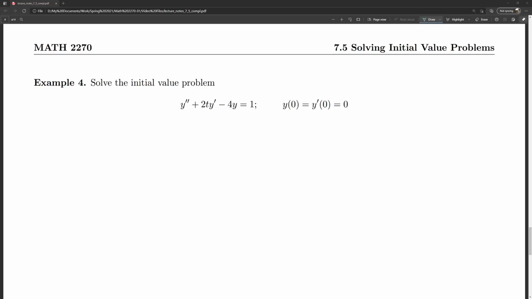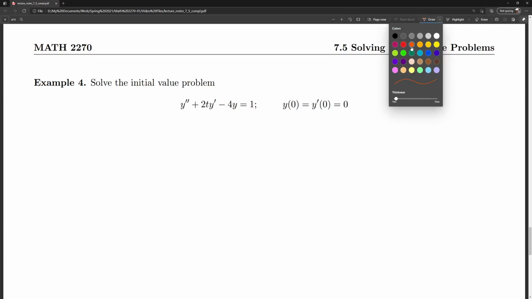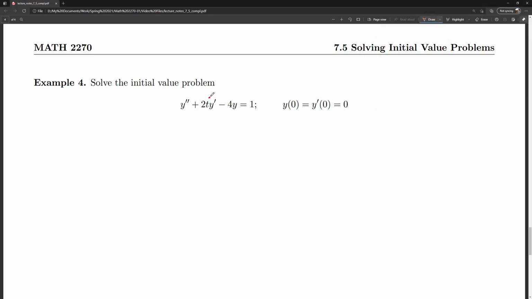In this video, we'll solve the initial value problem y double prime plus 2 times t times y prime minus 4y equals 1 with initial conditions y at 0 equals y prime at 0 equals 0. So the first thing to note is that this t right here is a non-constant coefficient. And so we haven't really dealt with how to solve that.